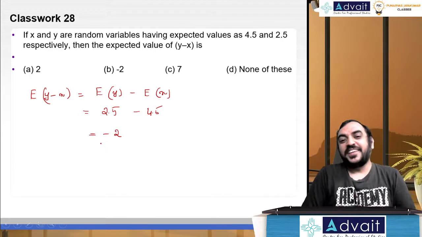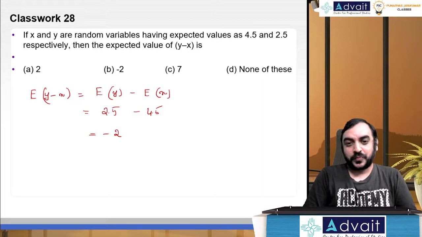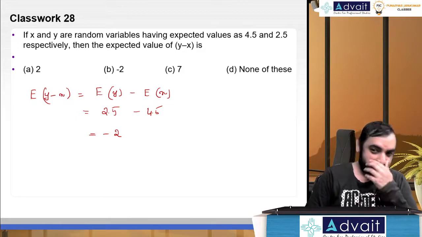Now please tell me, should I pick the answer minus 2 or should I pick the answer plus 2? Is it going to be minus 2 or plus 2? Option A or B?